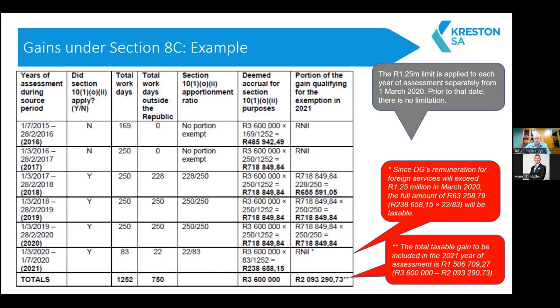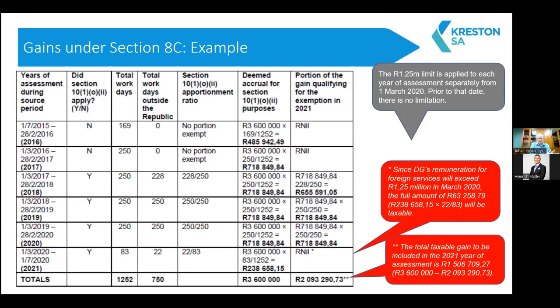And now you've got to look back. And you're going to have multiple year entitlements for the 10(1)(o) for all the periods that you qualify. All right. So let's just look back. The 3.6 million rand is deemed to accrue on a straight line basis. So the total work days from 1 July 2015, when it was granted, to 1 July 2020, when it was exercised, is 1,252 days. Now you allocate it to every tax year. So 1 July 2015 to your 2016 year, to 28 February 2016, 28 February 2017, 28 February 2018, 2019, 2020, 2021. There's 169 days, 250 days, 250 days, 250 days, 250 days, 83 days.